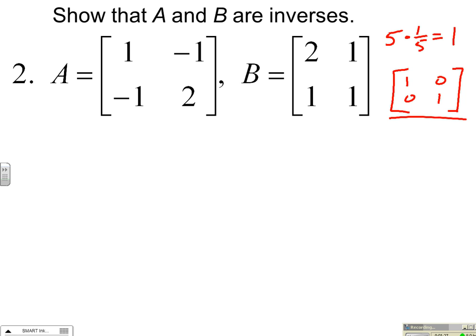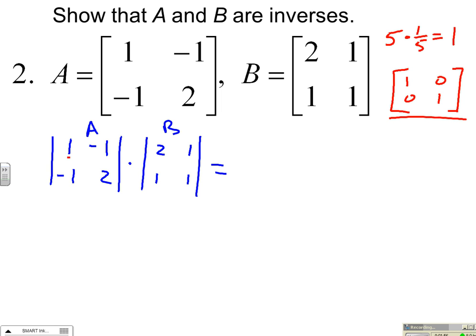So I'm just going to repeat matrix A, 1, negative 1, negative 1, 2, times matrix B, 2, 1, 1, 1. And I'm assuming you have some background in multiplying matrices at this point. So when I take matrix A times matrix B, my first entry is going to be this 1 times this 2 plus this negative 1 times this 1, 2 times 2 plus negative 1 is 1. My first value is 1.